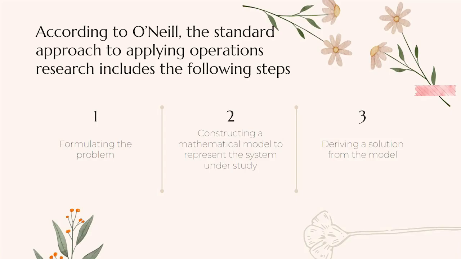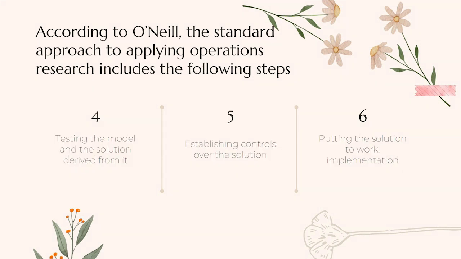According to O'Neill, the standard approach to applying operations research includes the following steps. First is formulating the problem, constructing a mathematical model to represent the system under study, deriving a solution from the model, testing the model and the solution derived from it, establishing controls over the solutions, and putting the solution to work, implementation.